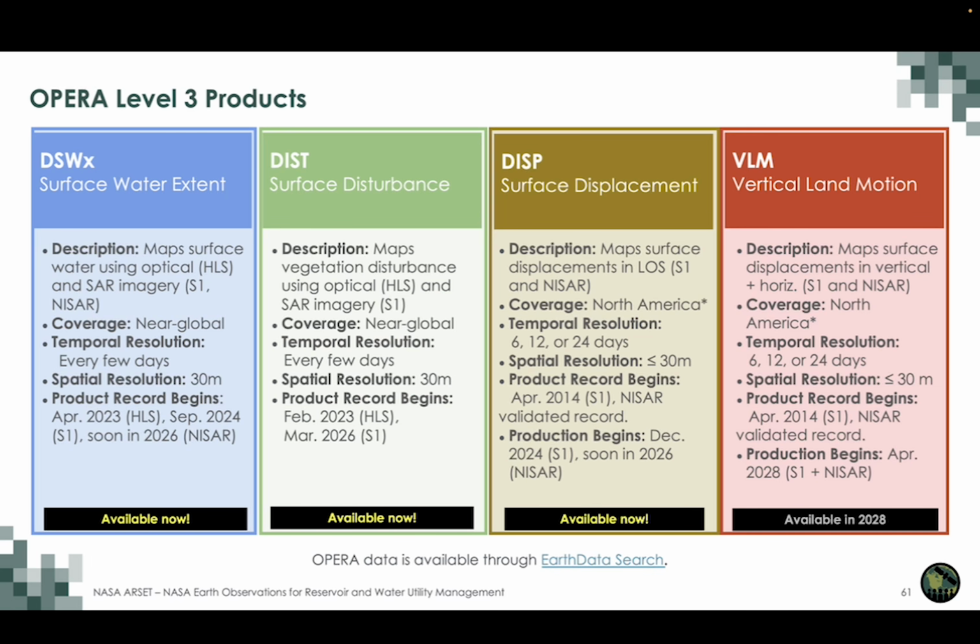The temporal resolution is good, updating every few days, which is necessary for tracking dynamic storm events or seasonal drawdown. Spatially, it provides a 30-meter resolution. This level of detail allows us to monitor not just the main reservoir, but also the smaller tributary inflows and localized flooding across the basin. The product record for the optical data began in April 2023. The SAR data from Sentinel-1 was added in September 2024, and the NISAR integration is expected to launch soon in 2026.